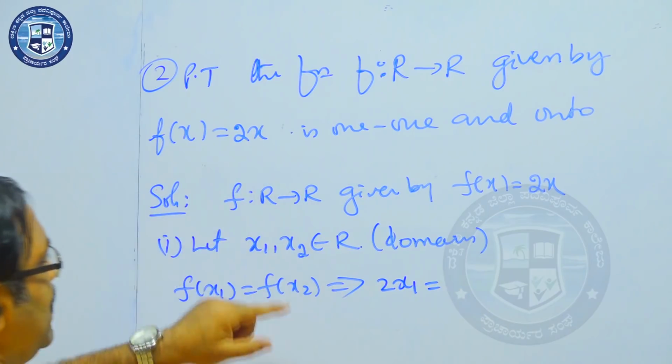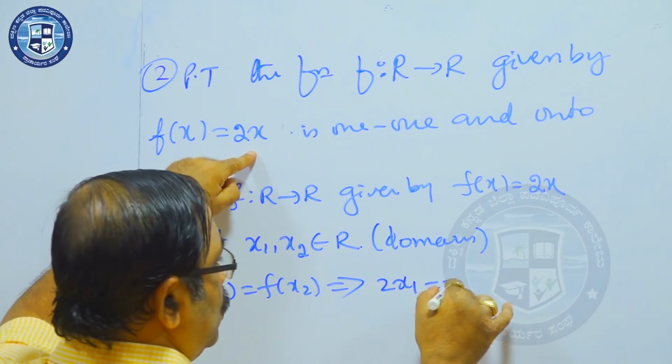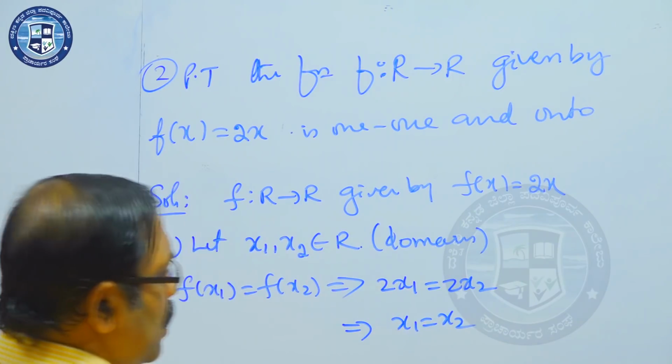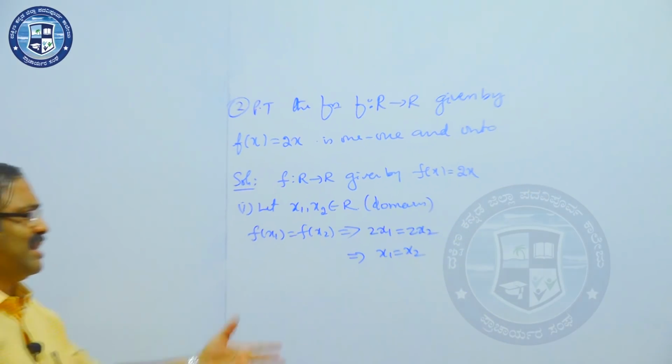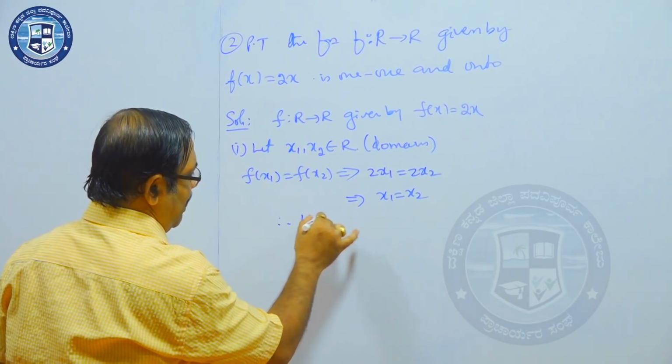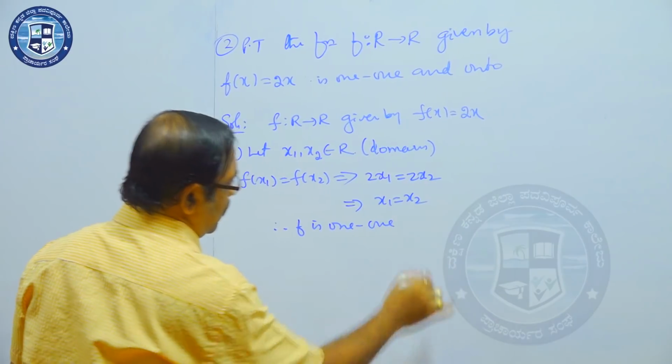2x1. What is f of x2? 2x2. So, x1 is equal to x2. Yes, it satisfies the definition. Therefore, f is 1 to 1.